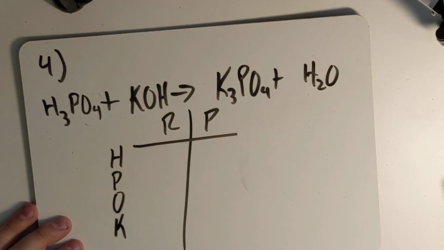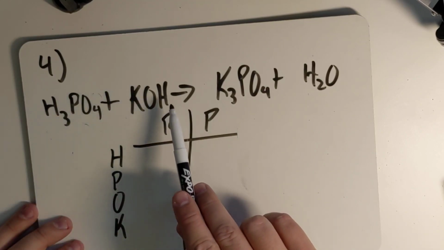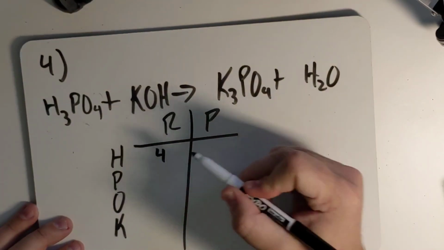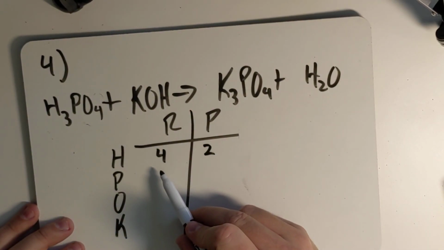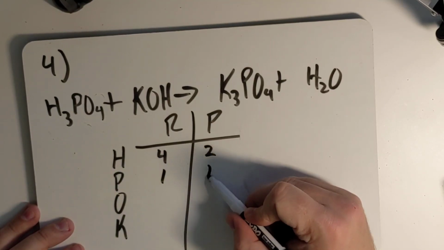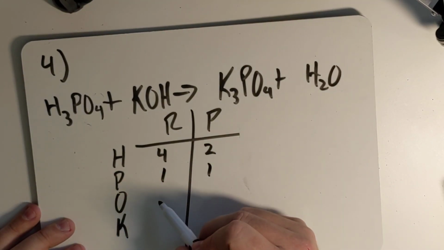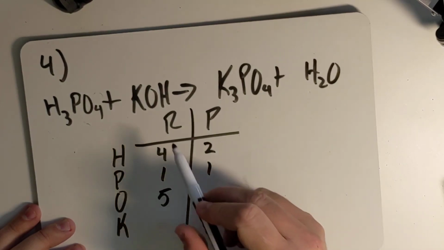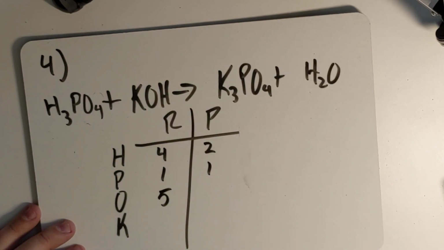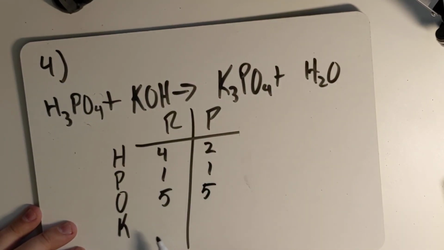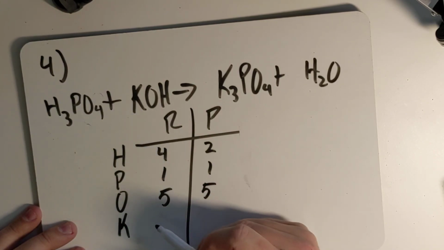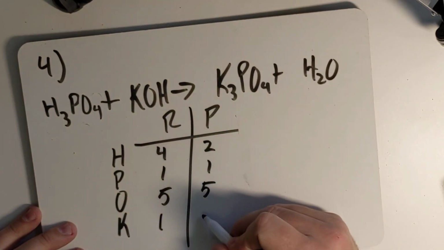So now we're going to count how many of each element we have on each side. So we have 3 hydrogen there, and we have 1 hydrogen there. Let's count hydrogen over here, only 2. Phosphorus, 1. Phosphorus, 1. Okay. Oxygen, 5. 1 plus 4. You have to be very careful there. Otherwise, you're going to make a silly error, and I don't want to see that happen to you. It's too frustrating. We have 5 oxygen over here. Potassium, we have 1. Potassium, we have 3.